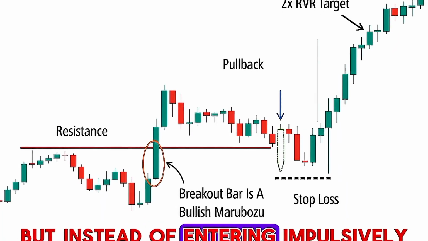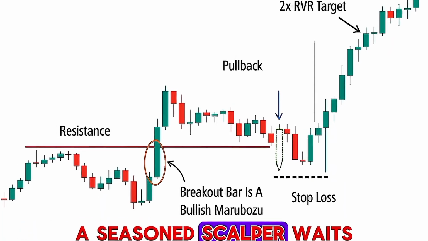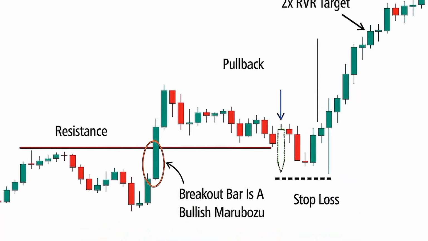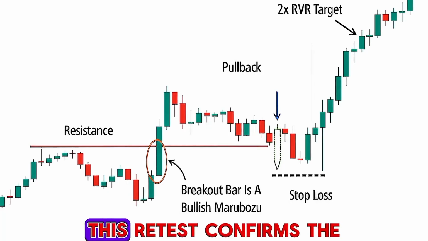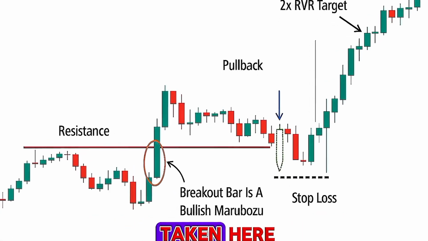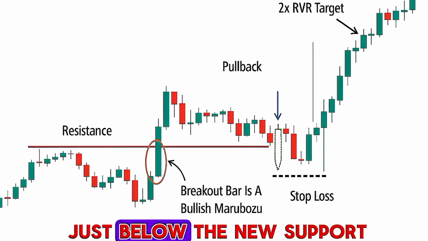But instead of entering impulsively, a seasoned scalper waits for the retest. The price pulls back to the broken resistance, now acting as support. This retest confirms the validity of the breakout. A precise entry is taken here, with a stop loss just below the new support.